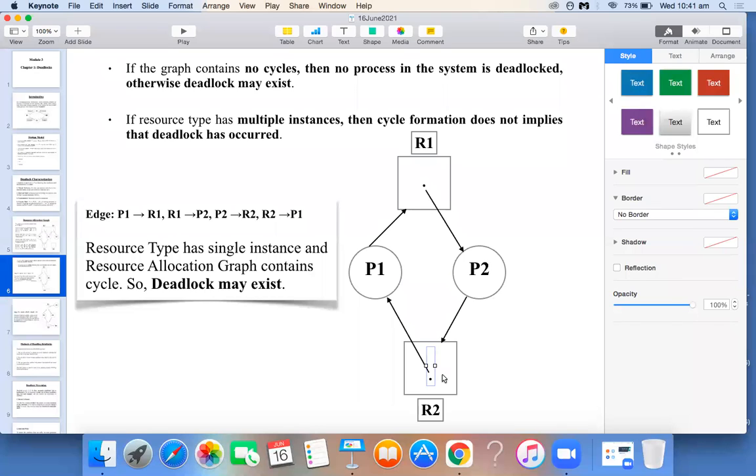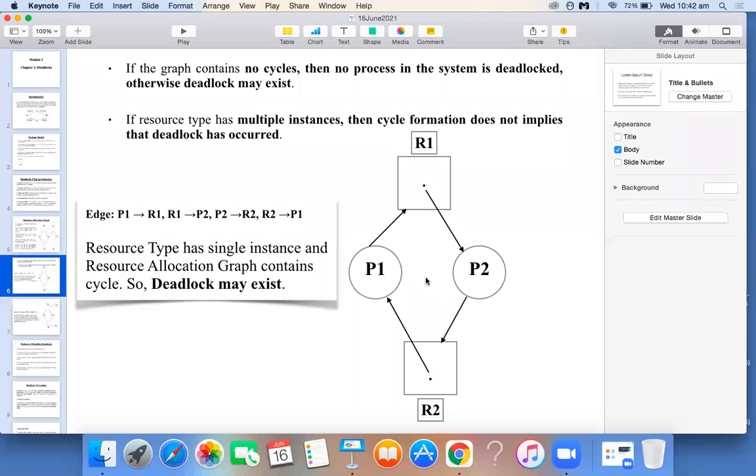In these cases, the deadlock occurrence is more, correct? Because you don't have multiple instances. If one instance is being held by a process, other processes cannot request it. If it does, then it results in a deadlock. Okay, so can you see if there is any cycle formation here? Please unmute yourself and tell, do you find any cycle formation in the given graph?